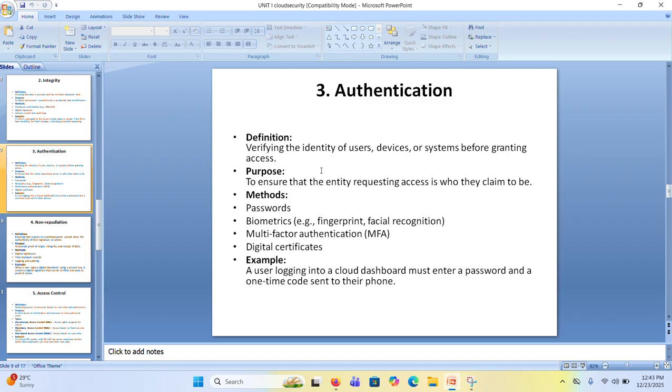Authentication: here we verify the identity of users, devices, and systems before granting access. The purpose is to ensure that the entity requesting access is who they claim to be. So what are the methods? We have passwords and biometrics, for example fingerprint and facial recognition, multi-factor authentication, and digital signature. For example, a user logging into the cloud dashboard must enter a password and a one-time code sent to their phone.